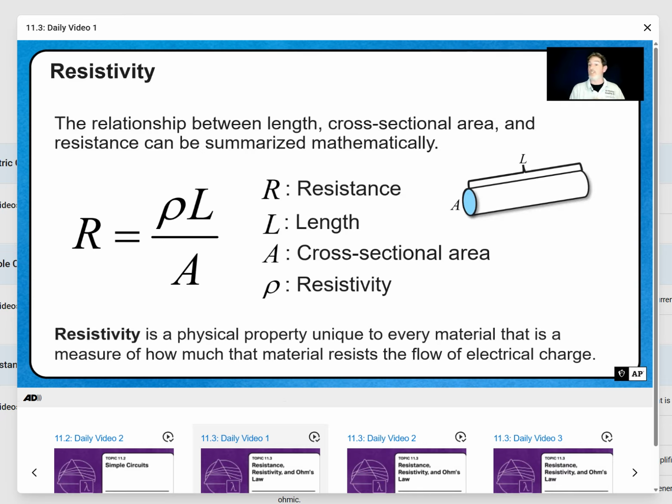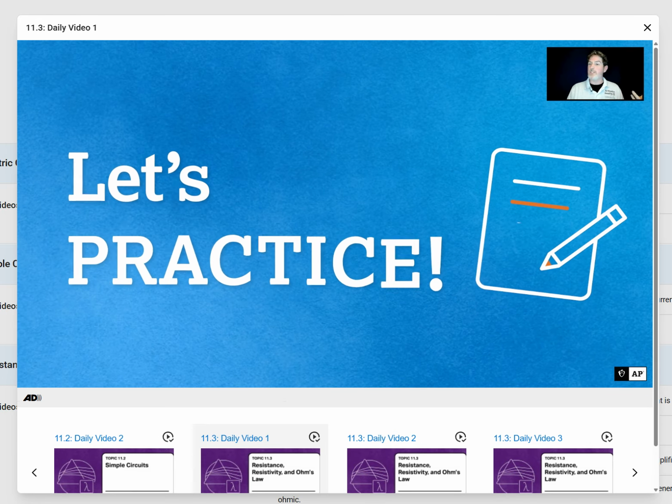Every material has its own resistivity. Wood has a much higher resistivity than gold or iron does. The higher the resistivity, the less a material conducts electricity through it. So let's look at a question of how this could be applied, how this might be asked to you.